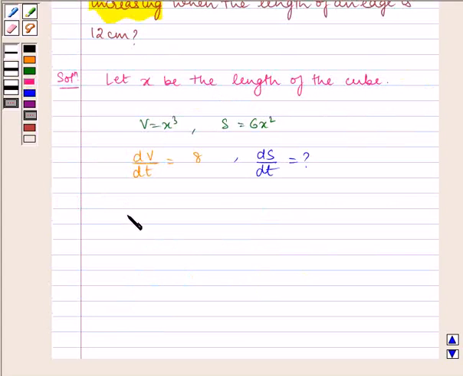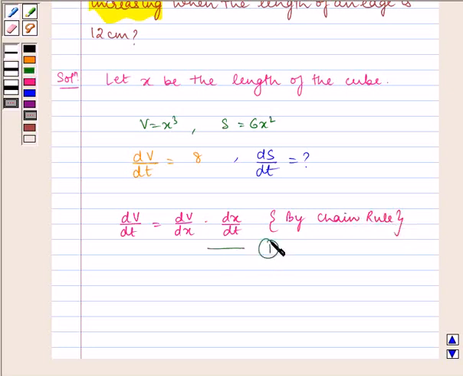dV by dt can be written as dV by dx multiplied by dx by dt by chain rule. Let us name this equation as 1. It is given to us that V is equal to x cube and S is equal to 6x square. Now differentiating V with respect to x, we get dV by dx is equal to 3x square.